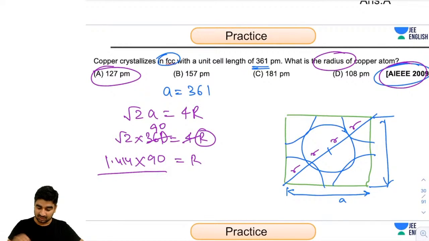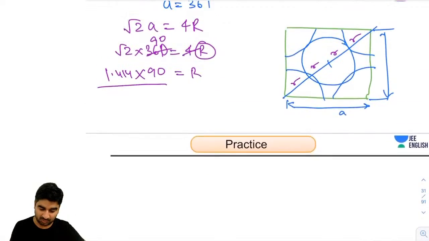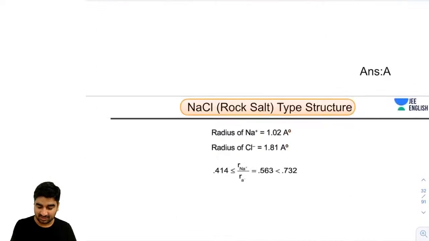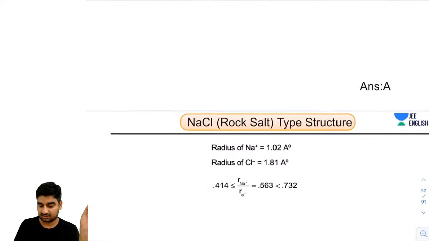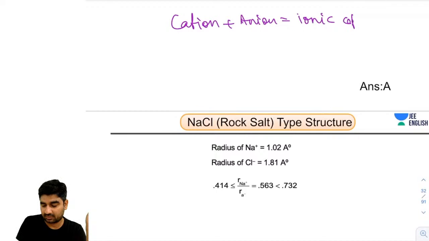Okay. So guys, now let's move to the next problem. So now problems are over. So let's move to the new concept guys. And today we are going to start ionic crystals. What are ionic crystals? I told you in the previous class. Ionic crystals consist of cations and anions. And we get ionic compound, right?